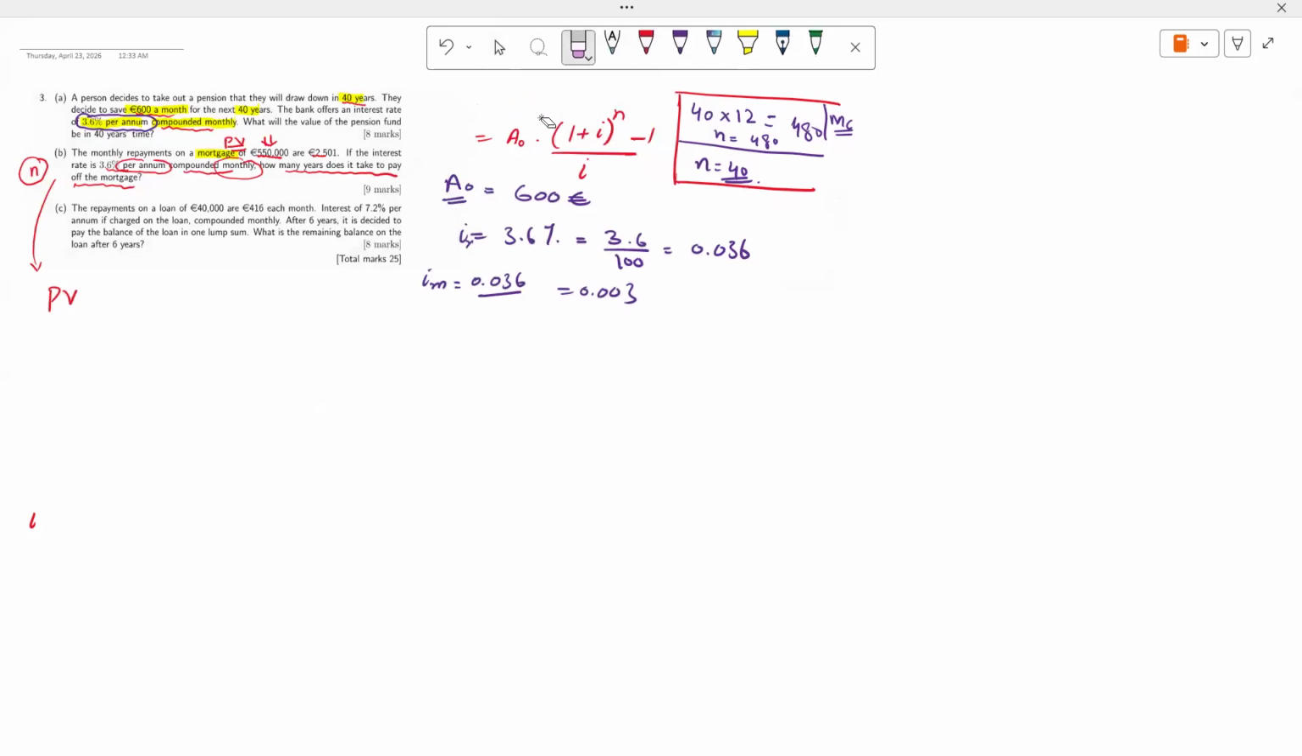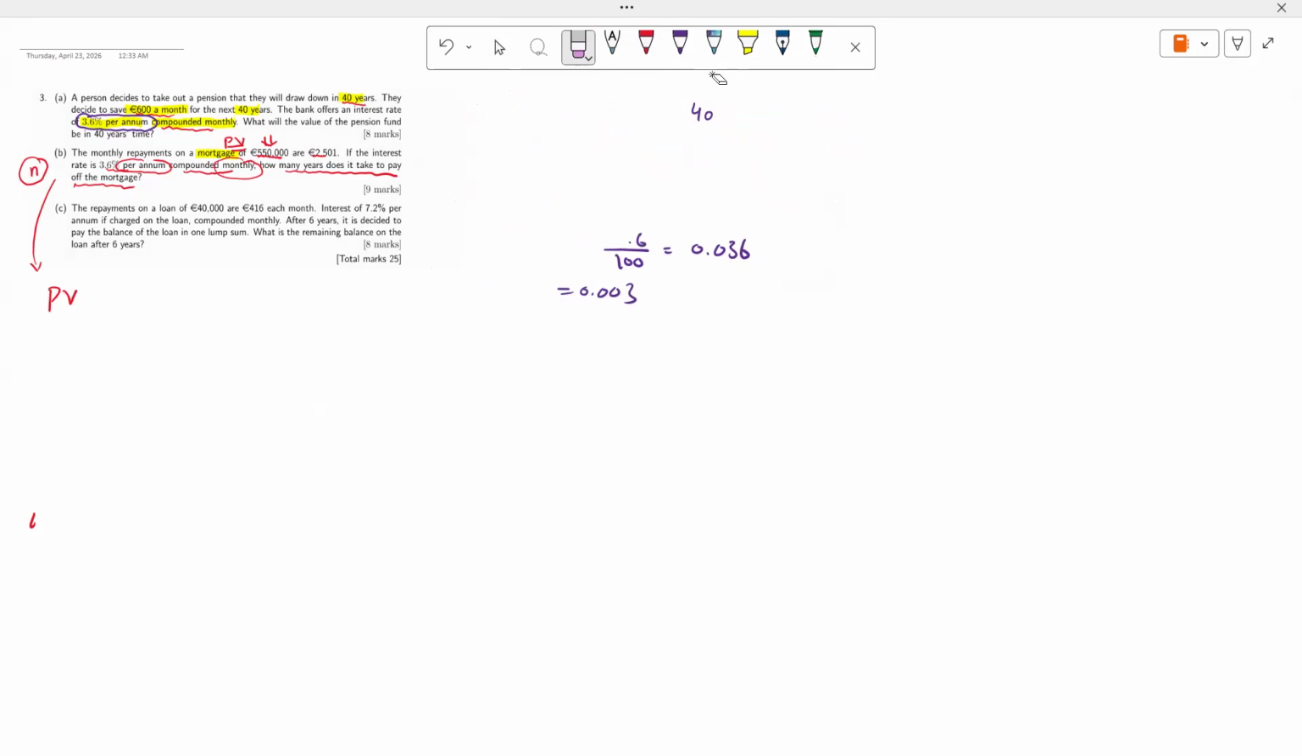I'll tell you again, it's a loan problem, and you will be dealing with present values. So what's happened? Think of the C part as a case. You took a loan of 40,000 euros, and the idea was that every month you would pay 416 euros until the loan is paid back. But the interest rate is very high. It's 7.2 percent per annum, and it's compounded on a monthly basis.